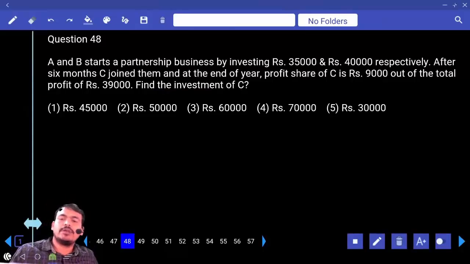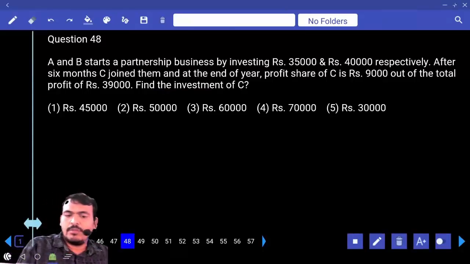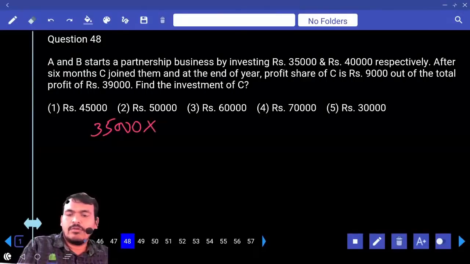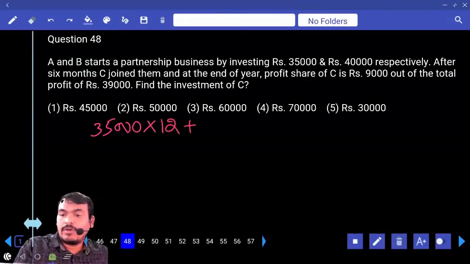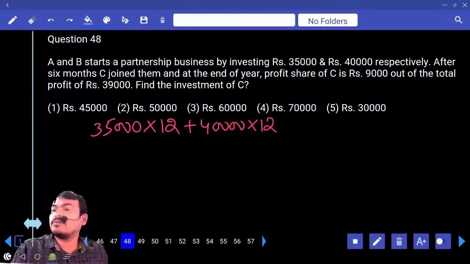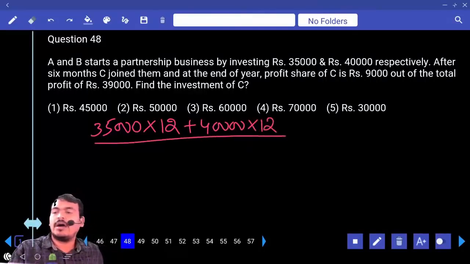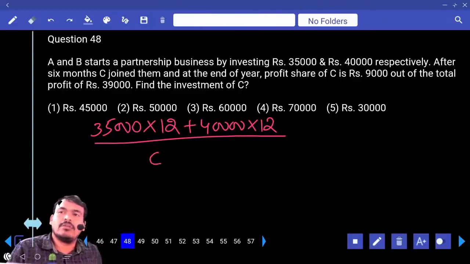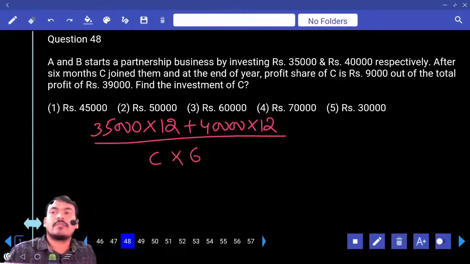What is A's investment? 35,000. It will be used for how many months? 12 months. Next, what is B's investment? 40,000. Used for how many months? 12 months. But C joined after how many months? 6 months. Then C's capital is used for 6 months. I treat C's capital as C, and it will be used for 6 months.